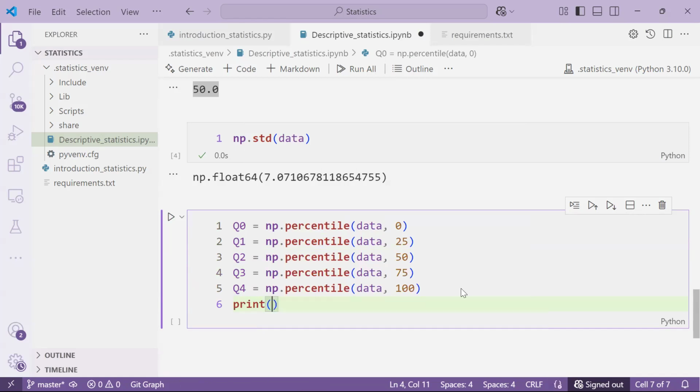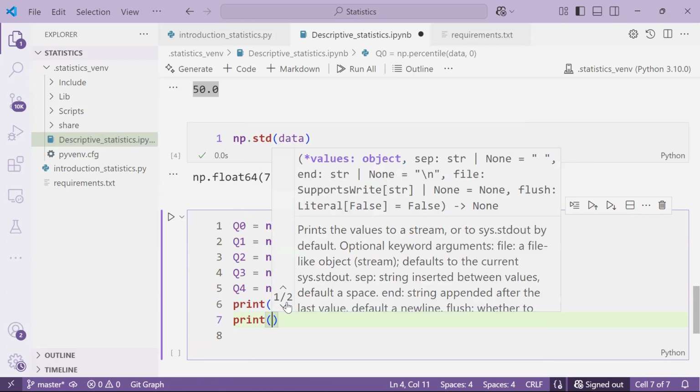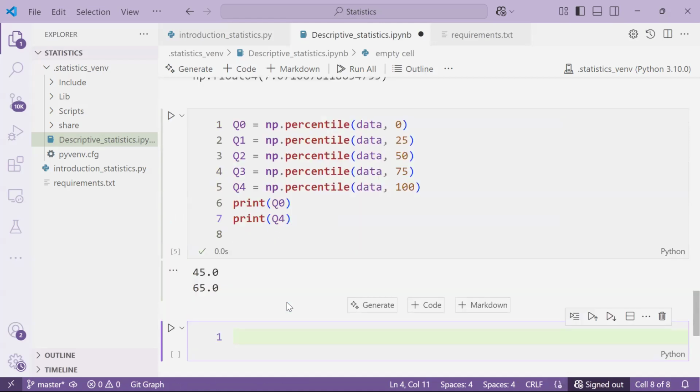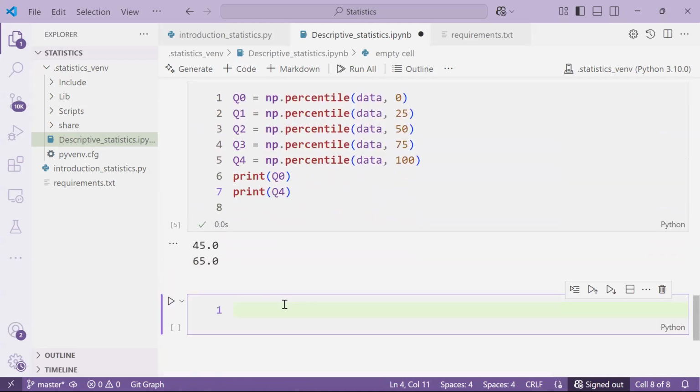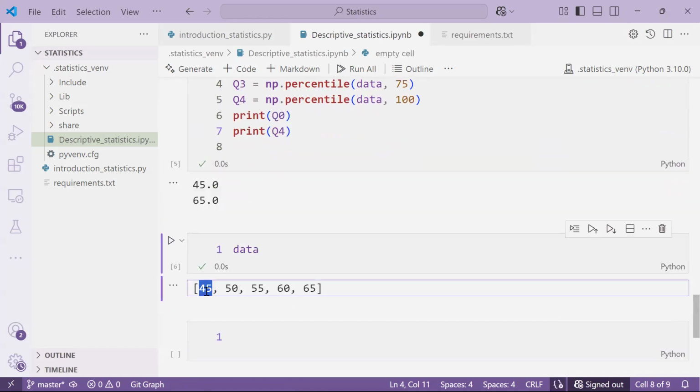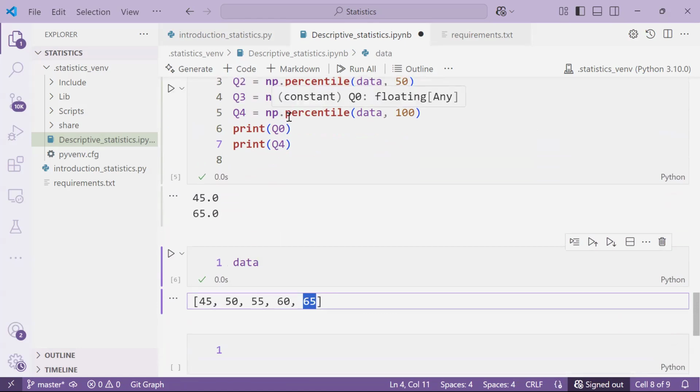So let's calculate Q0 and Q4, what exactly those values are. Okay, see. From your data, what is the smallest element? 45, right? From your data, what is the max element? It's 65, right? Yes or no? So that is the Q0 and Q4.